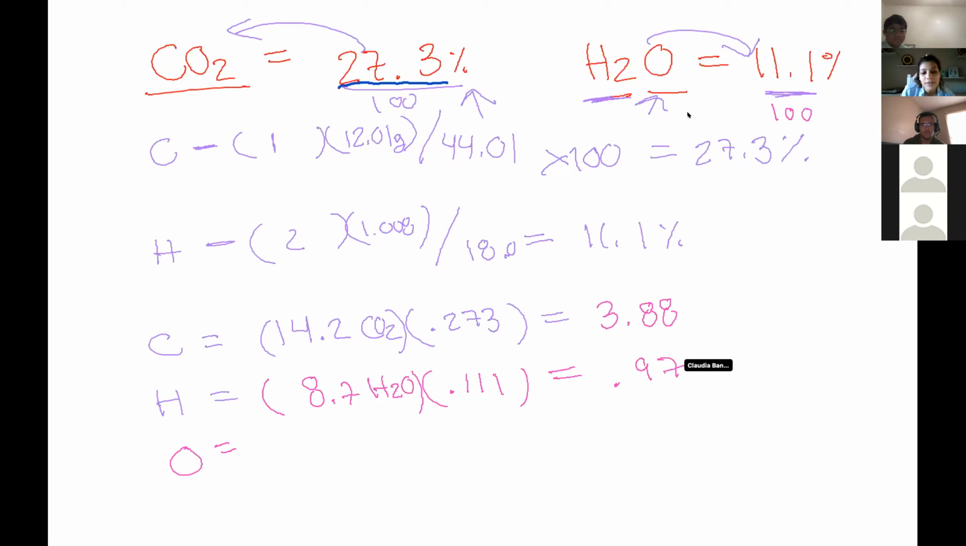Now, since we have 10 grams of this compound that we're finding out what it is, what do you think we're going to do with these two values in order to get how much oxygen we have? Add them. Yeah, we're going to add them. And what does that give you? It should give you 4 point something.